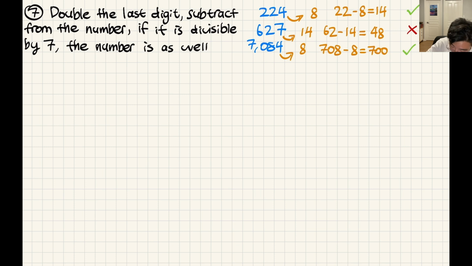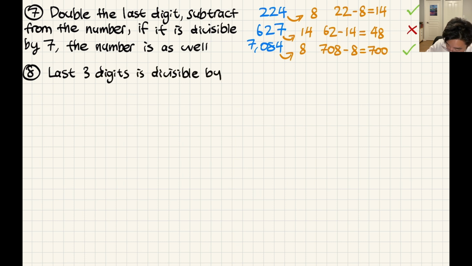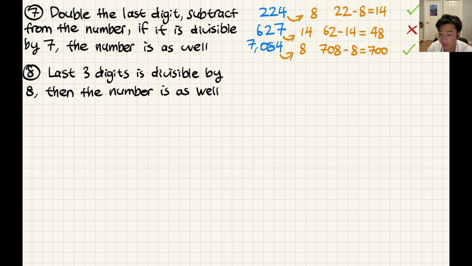Right? For 8, this is similar to 4, where if the last 3 digits are divisible by 8, then the number is as well. Right? So the examples for this one, we can just do 128. We have 1108, and we have 67,128. Right? So 128. Unfortunately, we can't really check this one. Right? We just have to check it manually. Because again, we're taking the last 3 digits of the number. Because 128 is 3 digits long, we will have to check this manually.